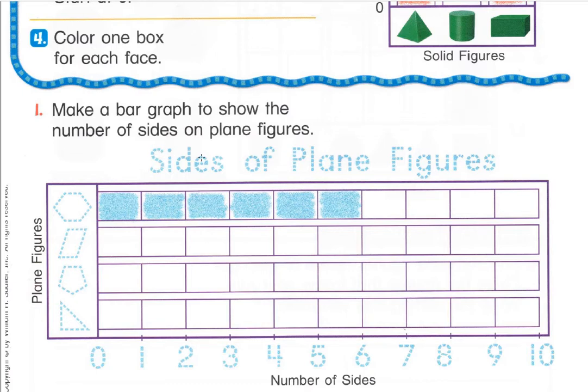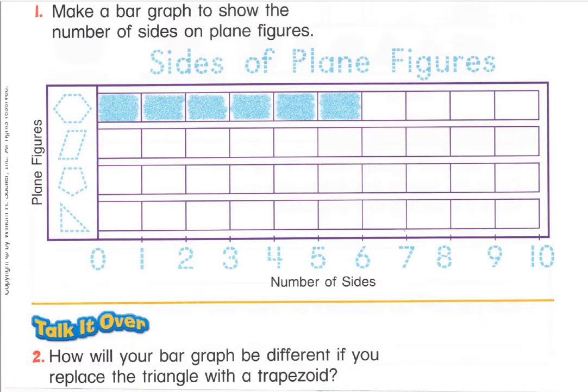Don't forget, you have to trace the title, trace the figures whose sides you're counting, and trace the numbers on the number line. Practice lining up your numbers. You guys can cross off number 2 today. Yay! But it does say, how will your bar graph be different if you replace the triangle with a trapezoid?